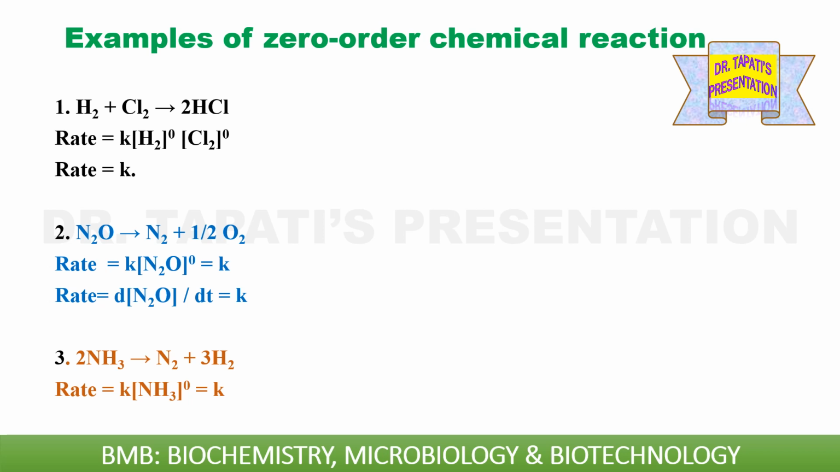These are three examples of zero order chemical reaction. First one is production of HCl from H2 and Cl2. In this case, rate is equal to K into H2 power of 0 and into Cl2 power of 0. H2 and Cl2 are substrates, but rate is not dependent on the concentration of those substrates. In this case, rate is equal to K because power of hydrogen and chlorine is 0.